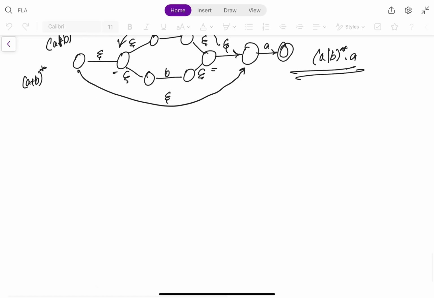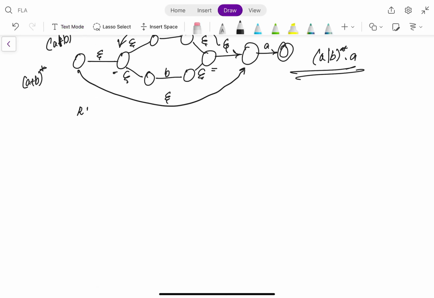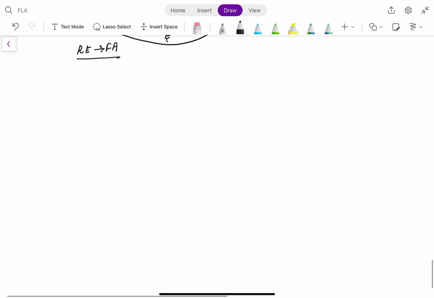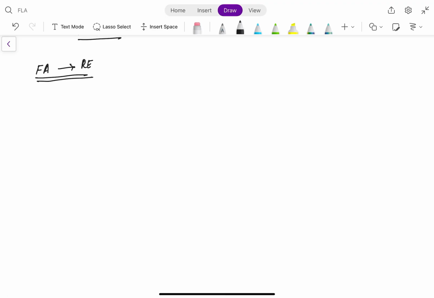So till now we saw how you can convert a regular expression to finite automata with epsilon and without epsilon. Now we will see how to convert a finite automata to a regular expression. In the RE to FA conversion we had certain rules, right? So in conversion of finite automata to regular expression also we have a few steps.